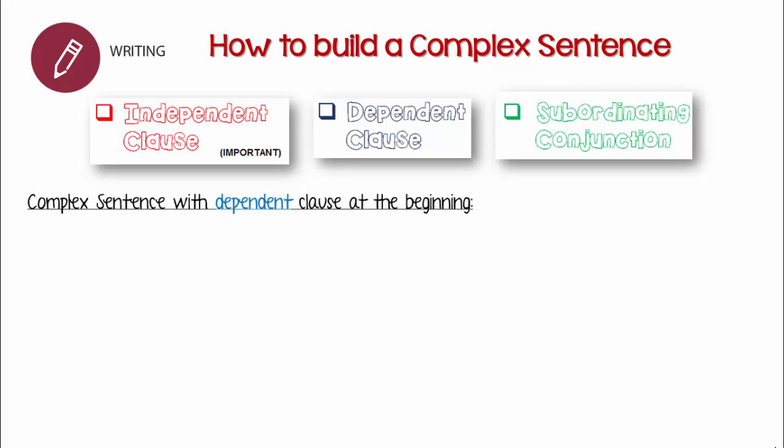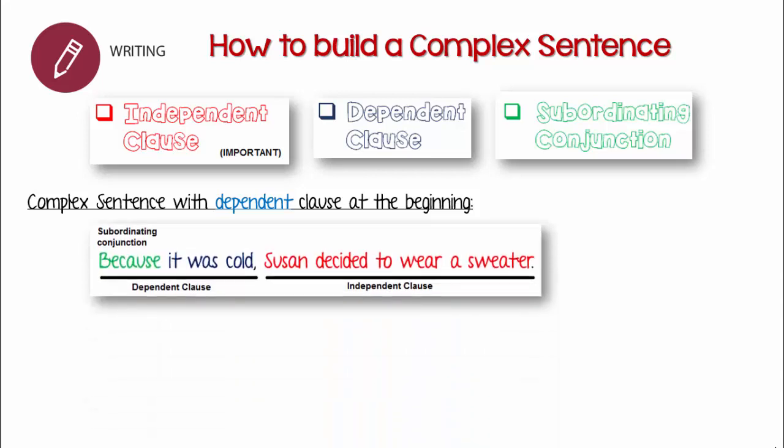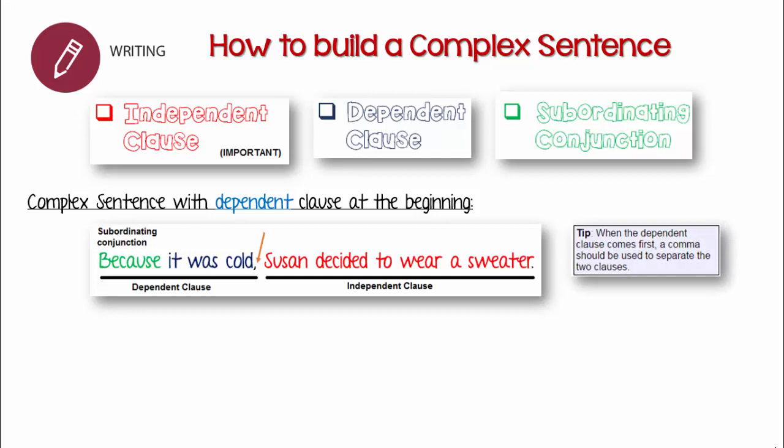Let's take a look at a complex sentence with dependent clause at the beginning. Because it was cold, Susan decided to wear a sweater. The subordinating conjunction is because. It was cold is the dependent clause, and the independent clause is Susan decided to wear a sweater. Now let's take a look at punctuation. When the dependent clause comes first, a comma should be used to separate the two clauses.